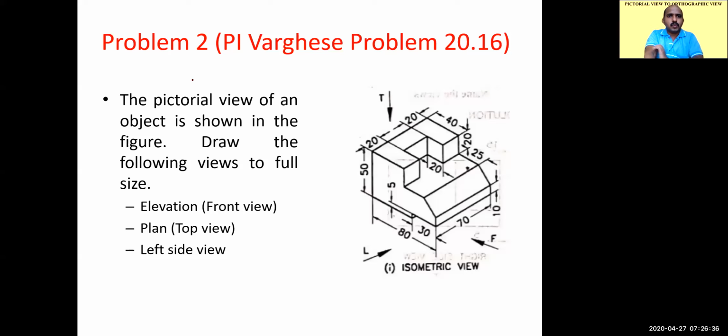Next, problem number 2. The pictorial view of an object is shown in the figure, or the isometric view of the object. Here, draw the elevation or front view, plan, and again the left side view. So this is the pictorial view. Here also you can see the direction of the front view, the direction of the top view or your plan, and the direction of your left side view.